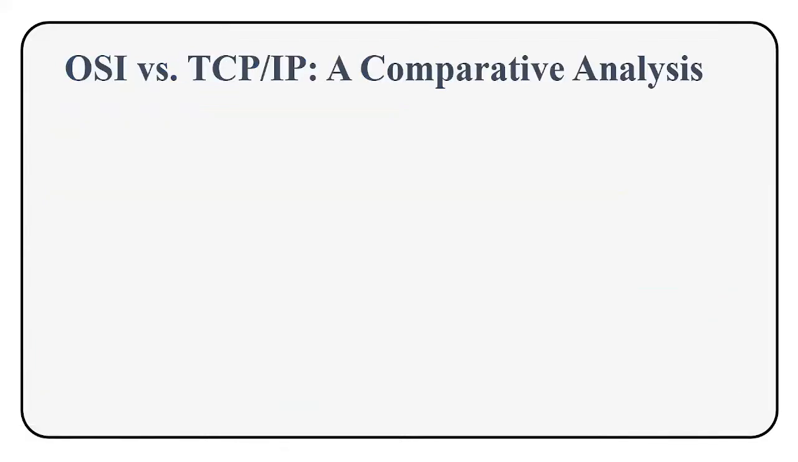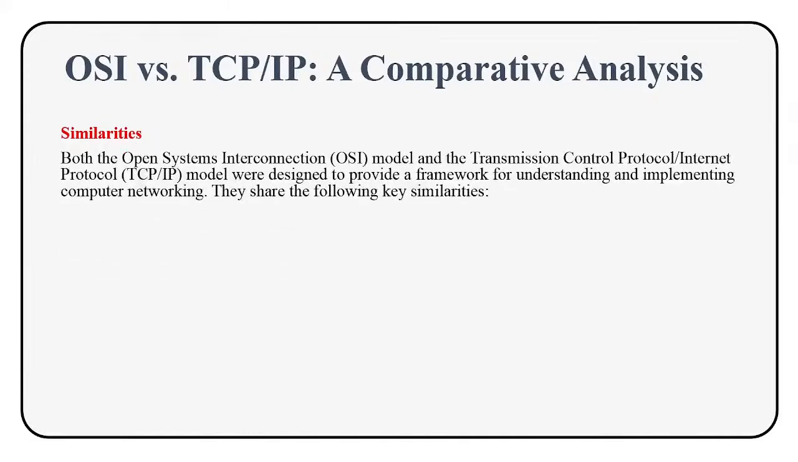So this is the OSI and TCP/IP reference model comparative study, or comparative analysis. It is the same thing. The comparative analysis consists of both the similarities and the differences. The comparative analysis is simply comparing two things. When we are comparing, it can be similarities and it can be differences also. So I am talking about the similarities right now.